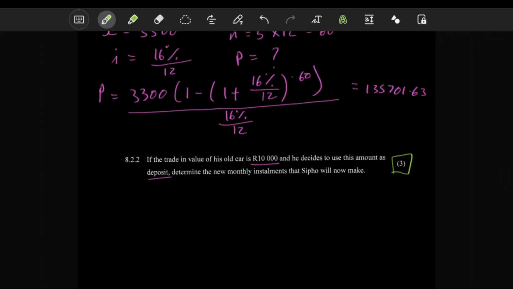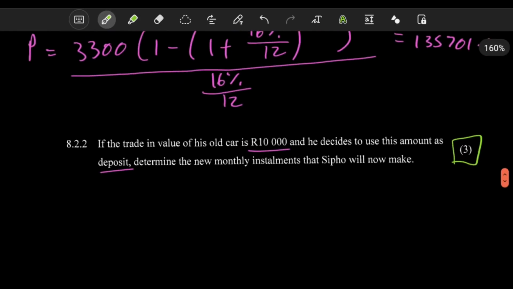It seems easy, but you have to be careful now, because his loan would have been 35,701.63. But then, no, this is not even how you're supposed to look at it. This question is only out of 3, but it's actually quite tricky. Let's see. If the trading value of his old car is 10,000 and he decides to use this money as deposit, determine the monthly installment that Sipo will now make.